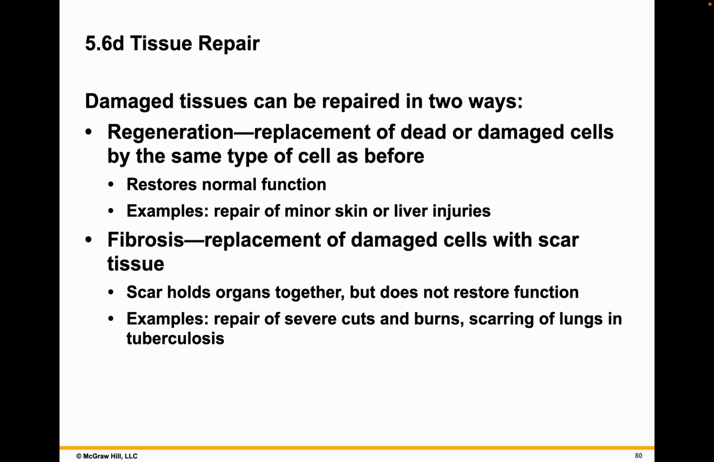Damaged tissue can be repaired through regeneration or fibrosis. In regeneration, we replace the dead or damaged cells with the same type of cells as before. It should restore normal function. That happens all the time in the regeneration of our skin, in our liver. In fibrosis, we replace damaged cells with scar tissue. That preserves the structure of the organ, but it doesn't bring back the function. Severe cuts and burns are repaired this way, scarring of the lungs and tuberculosis.